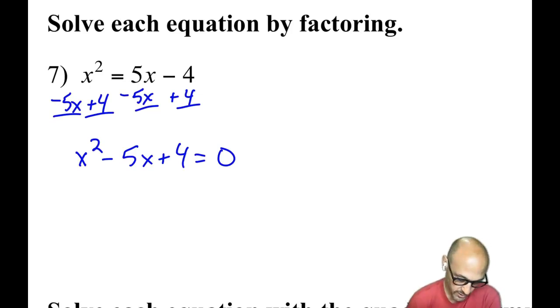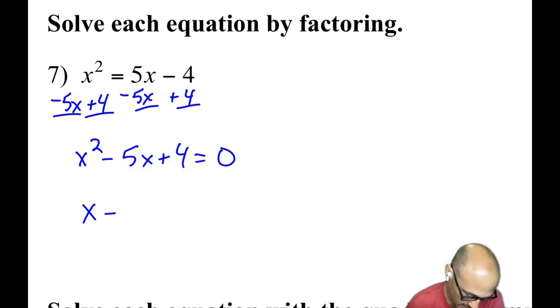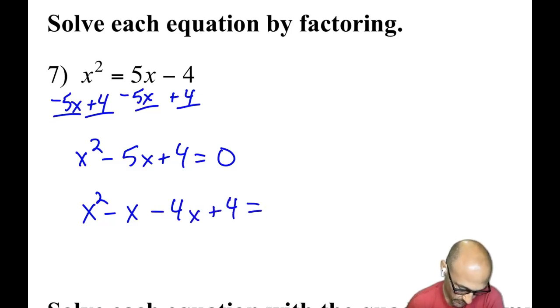Now, if I'm going to split apart my middle term there, I'm going to have x, and so it's going to have to add together to give me negative 5, but multiply together to give me positive 4. The only way for that to happen is if they're both negative. So it's going to have to be a negative 4 and negative 1. So let's see, negative 1x, it's going to be minus 4x plus 4 equals 0.